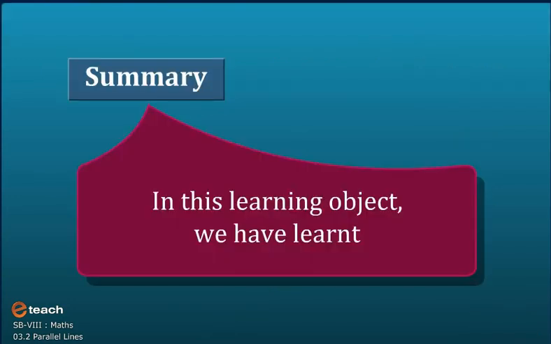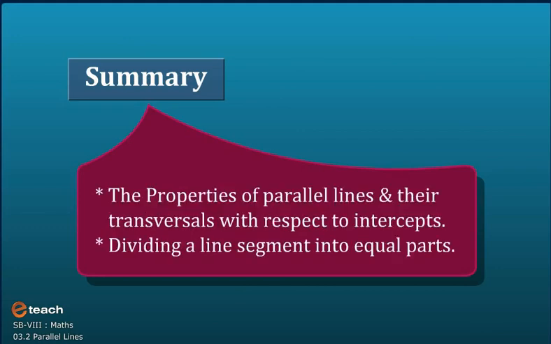Summary. In this learning object, we have learned the properties of parallel lines and their transversal with respect to intercepts. Dividing a line segment into equal parts.